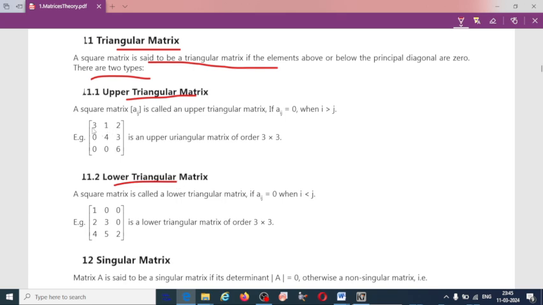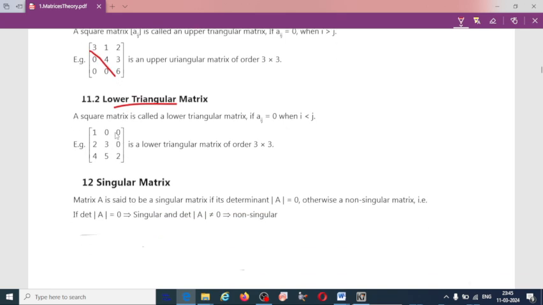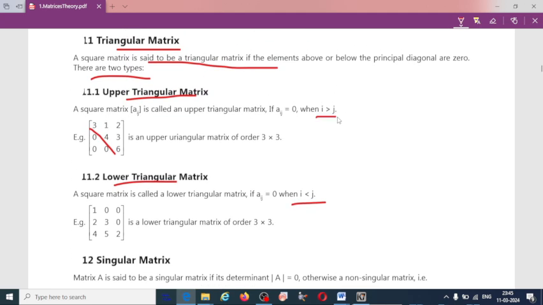Upper triangular matrix is a square matrix in which the elements below the diagonal are zero and the diagonal and above elements are non-zero. This is upper triangular. A square matrix is called lower triangular if Aij equal to 0 when i is less than j. Here it is the opposite, i is greater than j.